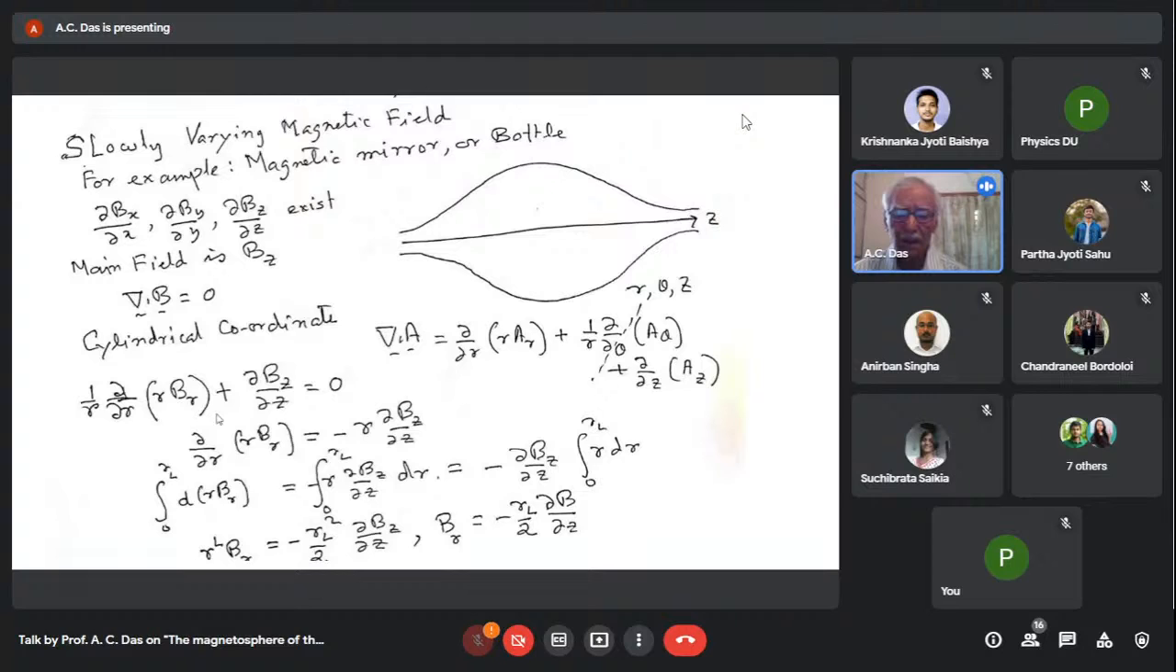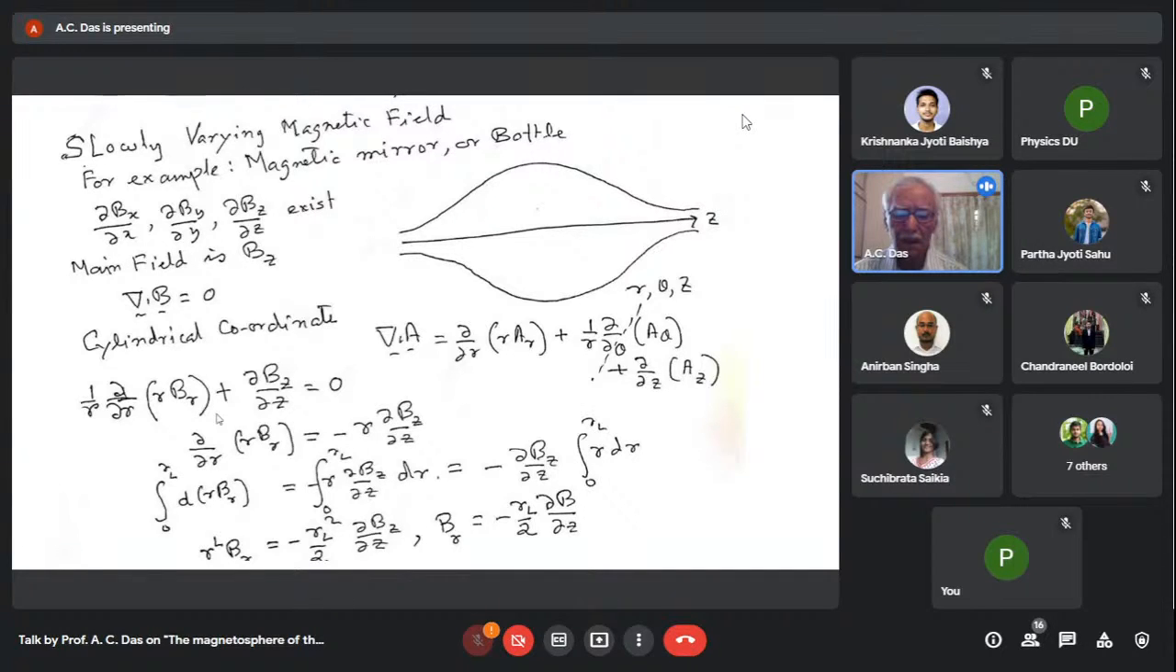So that is the r component of the magnetic field. We get the r component of the magnetic field in this case from Maxwell's equation, and this is expressed in terms of dB/dz. Interesting. Now, if you know dB/dz, you can find out B_r.